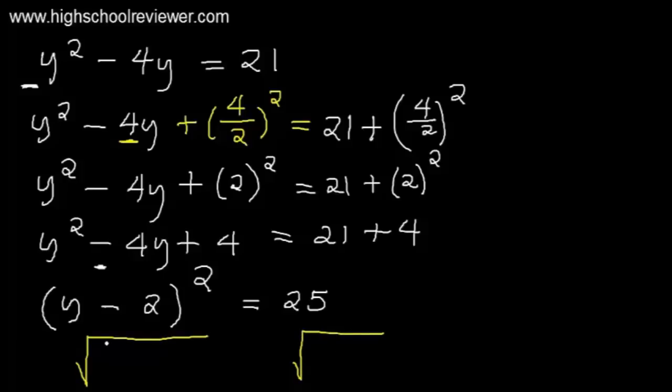So we will have the quantity y minus 2 raised to the power of 2 equals the square root of 25. The square root of the quantity y minus 2 raised to the power of 2 is the quantity y minus 2, and the square root of 25 will be plus or minus 5. So to find y, we will have y minus 2 equals plus or minus 5.